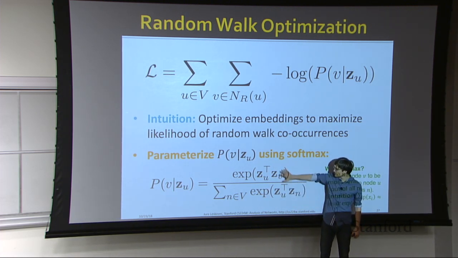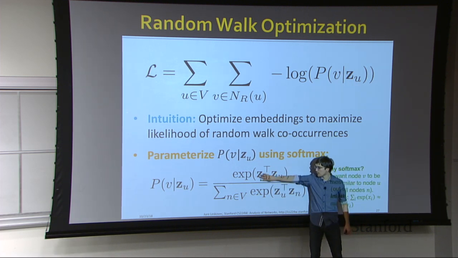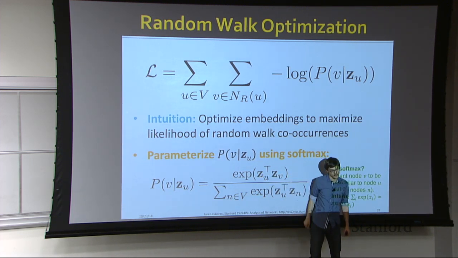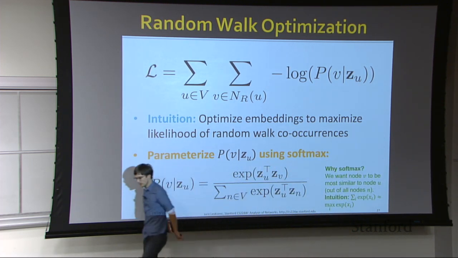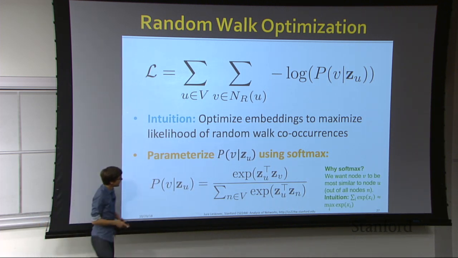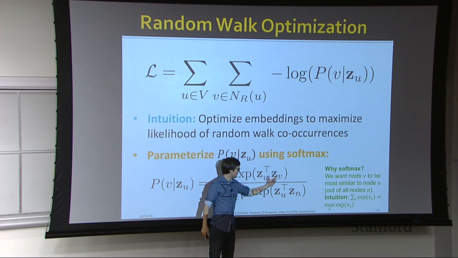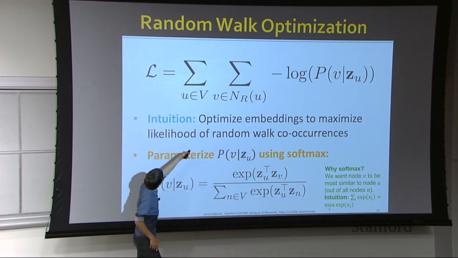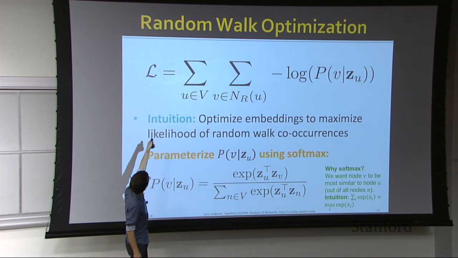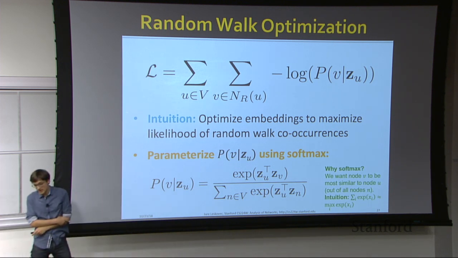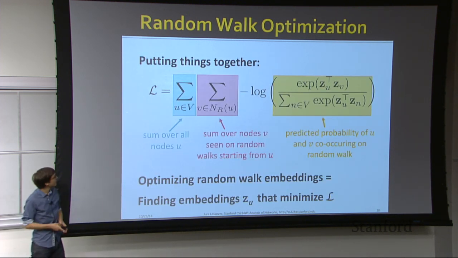Right? So this will be close to 1 if node V is the most similar to node U. Okay? So that's why I want to do it this way. Now it's clear how I want to set the coordinates such that all this giant sum is as large as possible. So here is everything denoted.